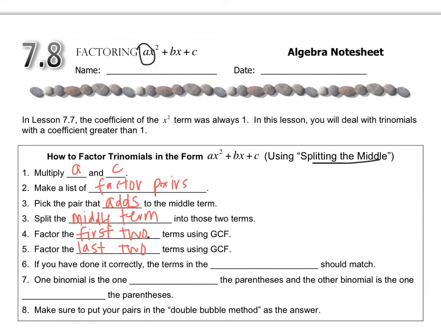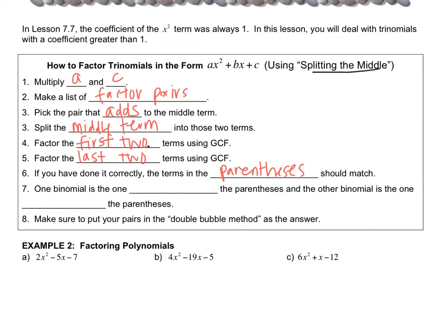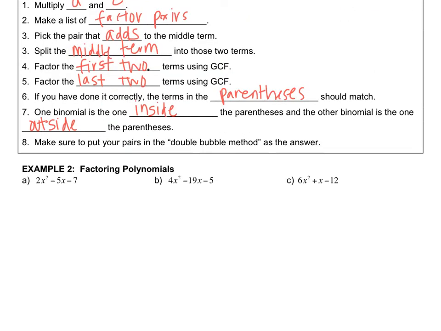If you've done it correctly, the terms in the parentheses should match. So how do you end up at your double bubble answer? One binomial is the one inside the parentheses, and the other binomial is the one outside the parentheses. All right, so there's a lot of steps, so let me show you how it works.